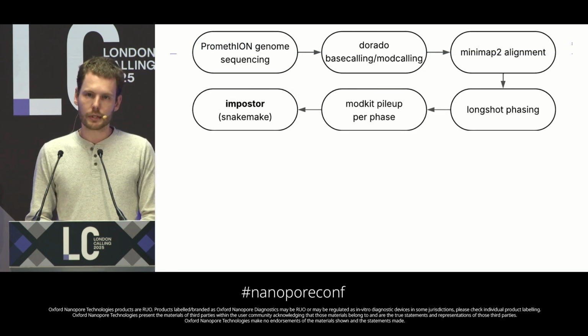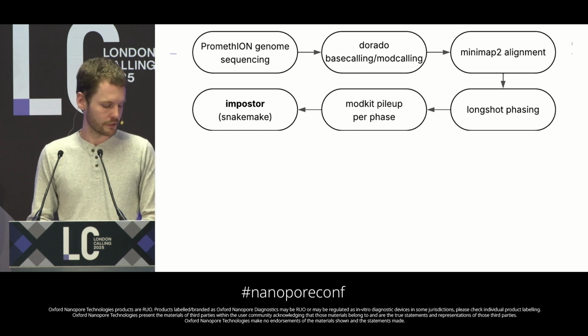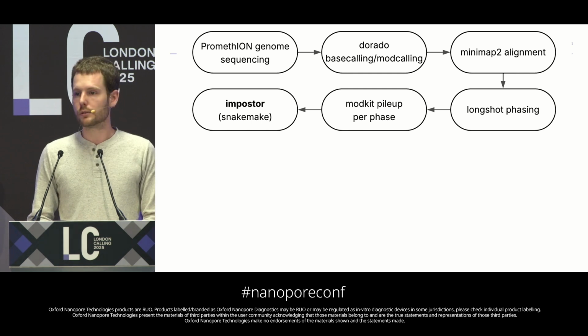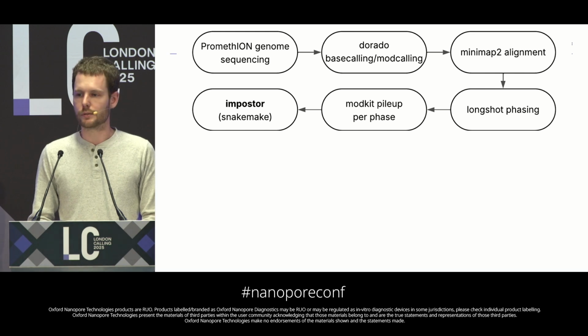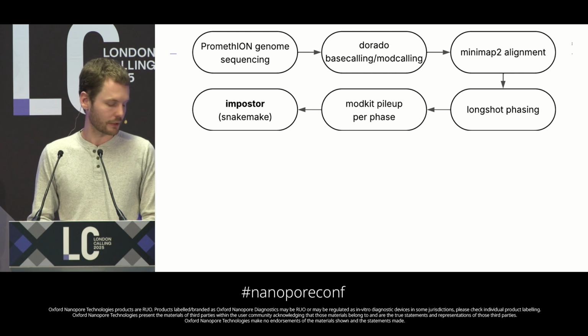So essentially, we start with Dorado base calling and modification calling. We do minimap2 alignment to the reference genome like everyone else. We use longshot for phasing the data, although you could equally well do it with WhatsHap or LongPhase. We do modkit pileup per phase to get the methylation frequency per haplotype 1 and haplotype 2 for everyone. And then our Imposter Snakemake workflow starts.